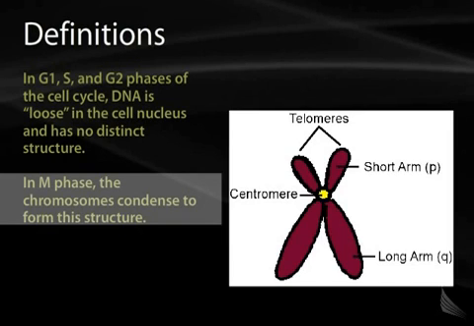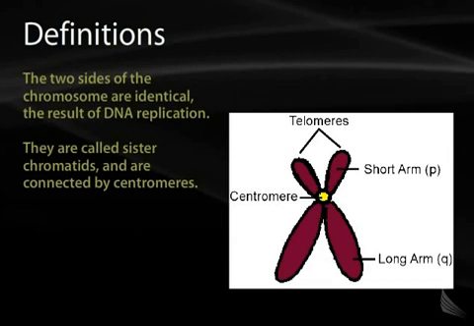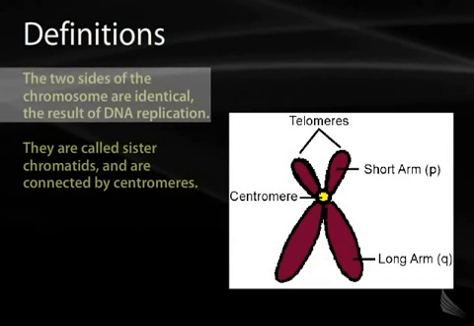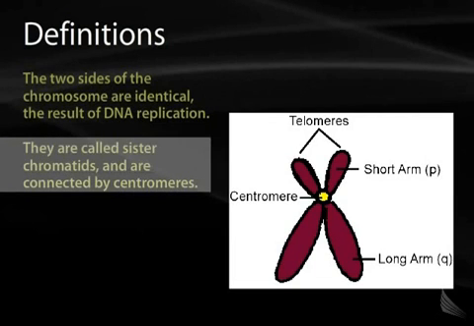Again, telomeres refer to the ends of the chromosome, and then the chromosome is further classified by short arm and long arm, depending on where the centromere is, short arm being called P and long arm being called Q. Now the two sides of the chromosome are identical, the result of DNA replication, so they're called sister chromatids, right, and are connected by a centromere.